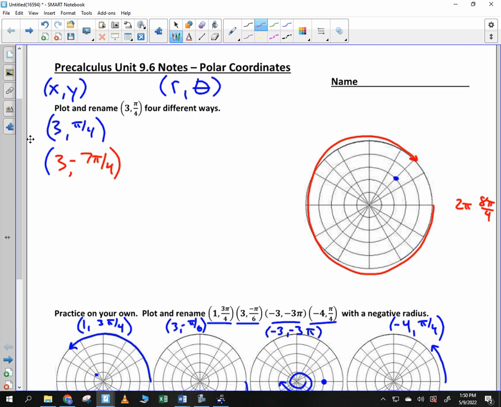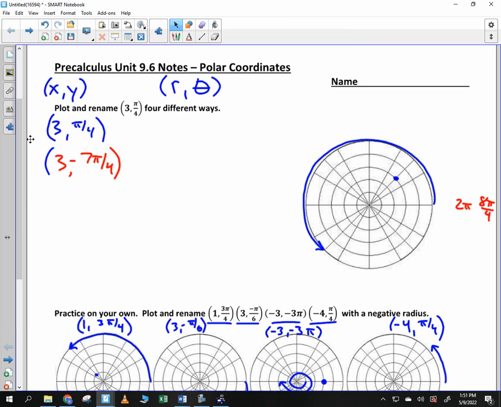There's another coordinate that could get me to the exact same location. Instead of going to this spot, I am going to go to the spot that is exactly opposite from it. What angle of rotation is that? Yep, 5 pi over 4. 225 degrees, or 5 pi over 4.